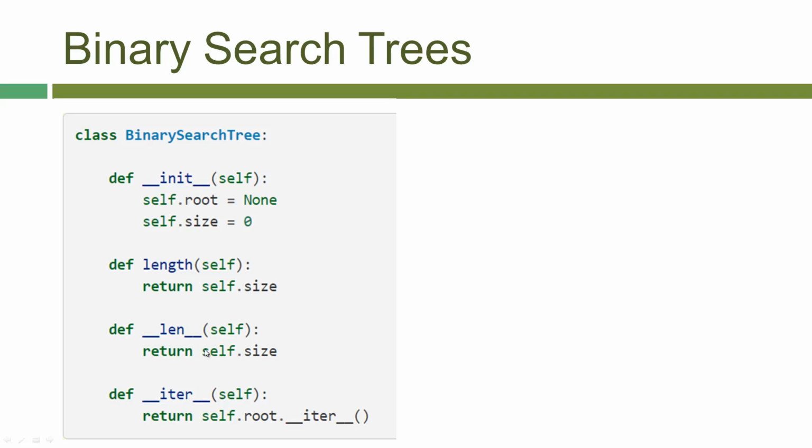And also we use this special method __len__, and it also returns size, but that allows you to use the len built-in method in Python on your binary search tree. We also have this special method called __iter__, which allows you to iterate through the binary search tree, and we'll call that on root as well.